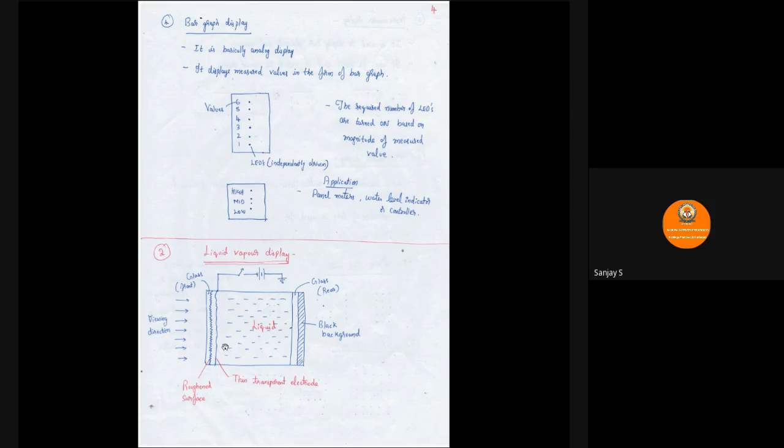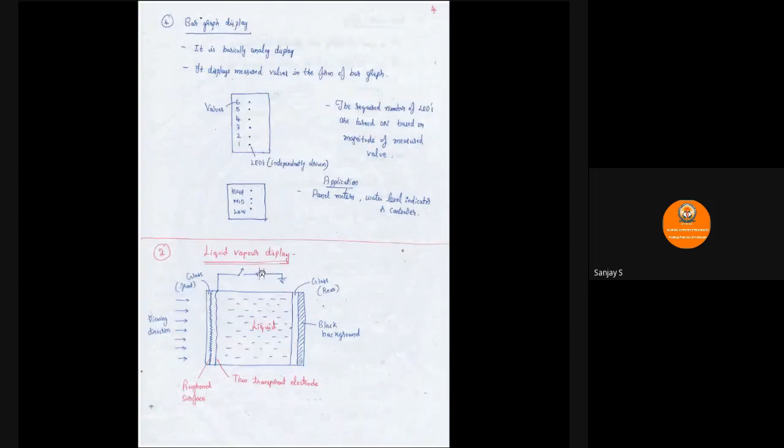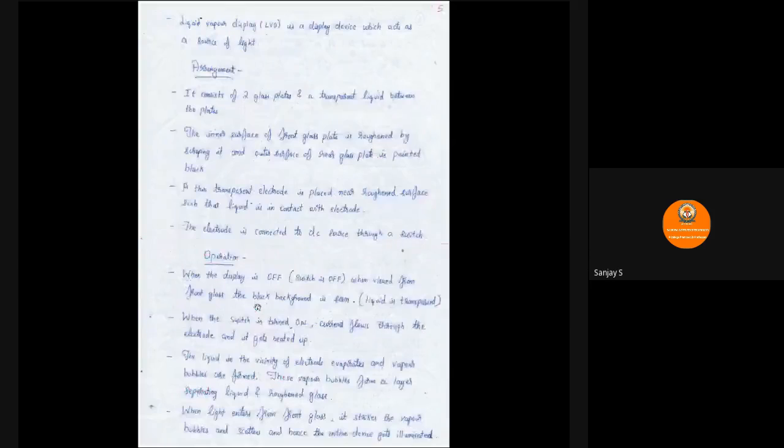So under normal circumstances, this is the same thing I have talked about, the arrangement over here. Inner surface is roughened by scraping it, etc. So whenever the display is in off condition, when viewed from front glass, the black background is seen. Since the liquid happens to be transparent in nature, when the display is in off condition, that is when the supply is not given, the viewer can clearly see from the front of the glass. He'll be able to see this black background, so it will be completely transparent.